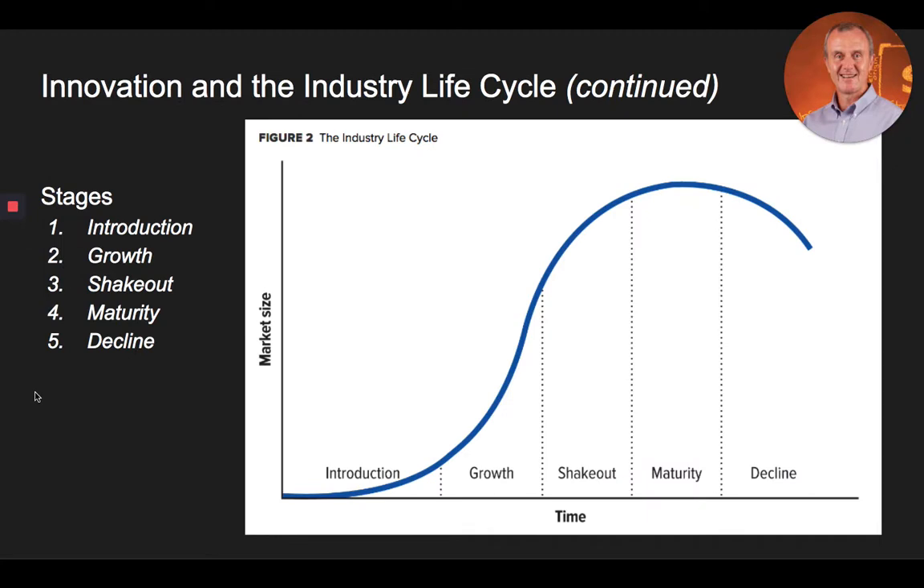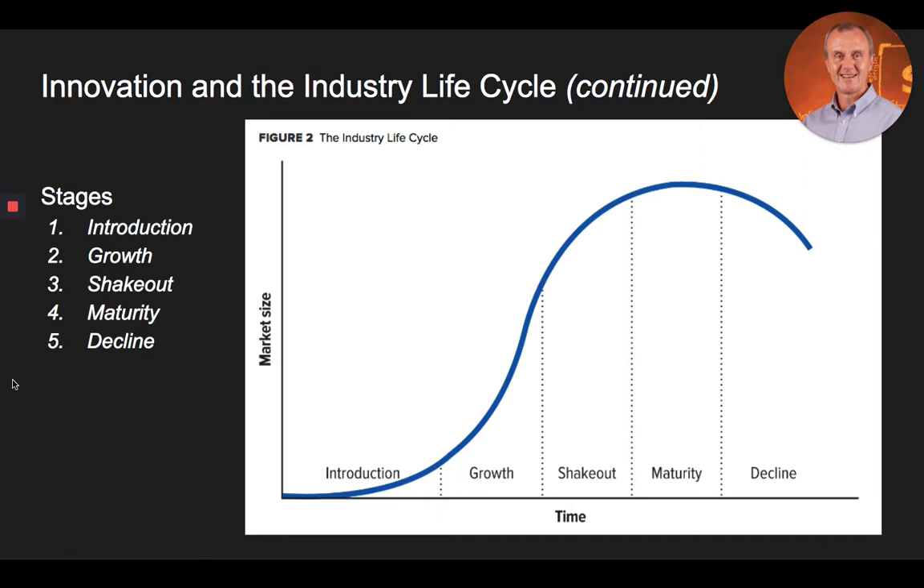So, as you see on the screen before you, you have Figure 2 taken from the text, which is the industry life cycle. Industries have been thought to proceed through 5 distinct phases of development, or an industry life cycle. During the introduction stage, a startup or established company launches an innovation into the market, which marks the birth of a new industry. During the growth stage, the size of the market expands as new buyers come into the market.